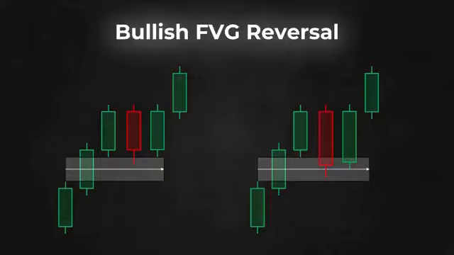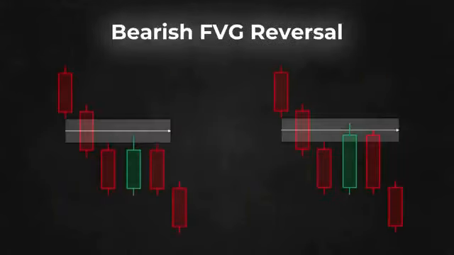In this other illustration, you can see the bearish version of the fair value gap reversal. The principle is the same, of course, but everything is flipped upside down.